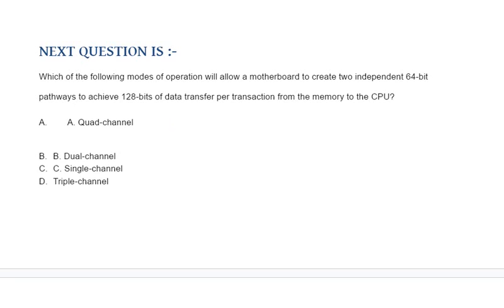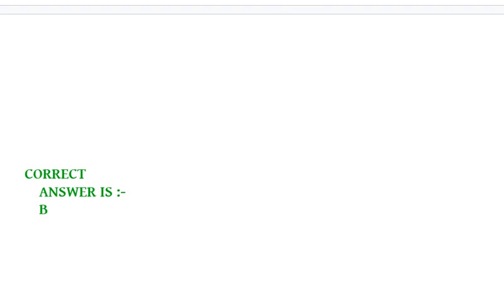Next question is which of the following modes of operation will allow a motherboard to create two independent 64-bit pathways to achieve 128-bit of data transfer per transaction from the memory to the CPU? Option A quad channel, Option B dual channel, Option C single channel, Option D triple channel. Correct answer is option B.